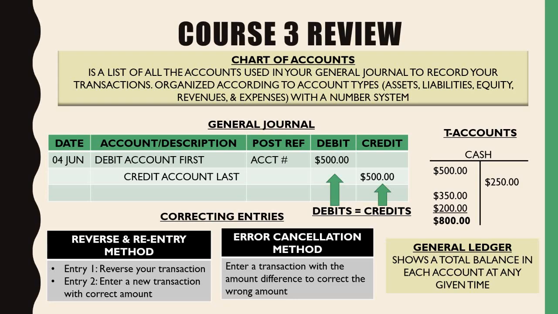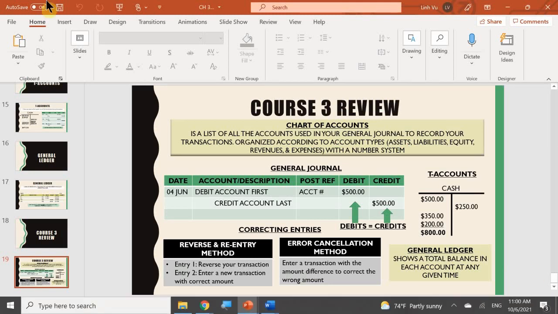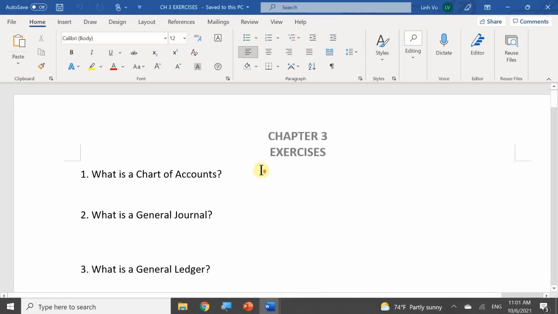All right, course review. We talked about what a journal is. We talked about what a chart of account does. We talked about the two different types of correcting entry methods, right? The error cancellation and the reverse and reentry. We talked about the difference between the journal and the ledger, okay? And we talked really briefly about T accounts. So let's go ahead and dive right into the chapter 3 exercises, okay?